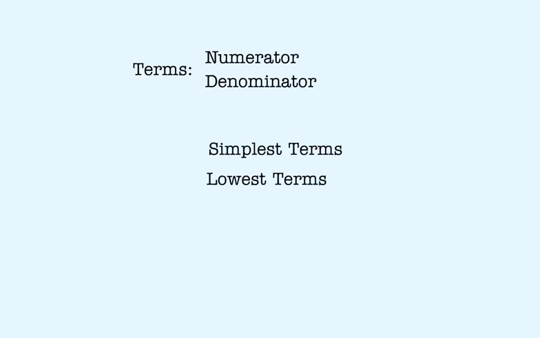When dealing with fractions, we also refer to simplest terms or lowest terms. These both mean the same thing. When a fraction is written in simplest terms, or lowest terms, it means the fraction is written with the smallest possible numbers for the numerator and denominator. A fraction is written in simplest terms when the greatest common factor of the numerator and denominator is 1.